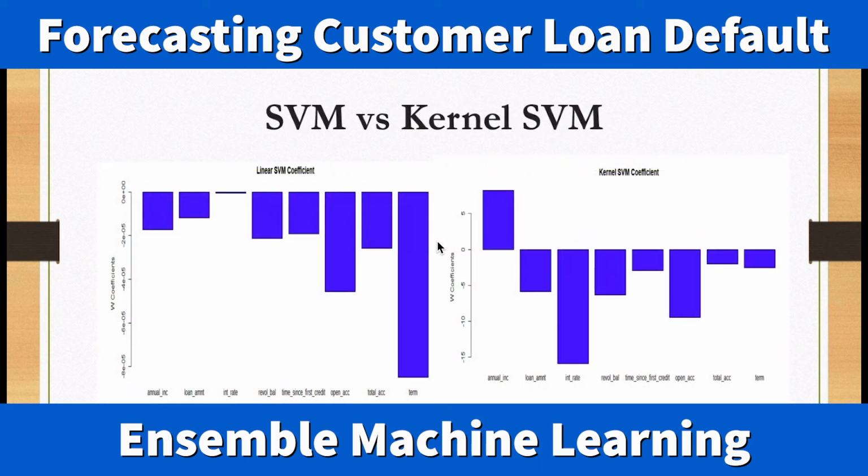Now we're going to talk about the SVMs, the linear SVM and the kernel SVM. The linear SVM has coefficients that are very, very close to 0. What it means is that the linear SVM was not able to linearly separate the data, so it couldn't put any factor in. When we look at the kernel SVM coefficients, we can see that we have a very high annual income value, which means that the higher the annual income, the lower the customer default. On the contrary, the higher the loan amount, the more likely the customer will default. So annual income was positively correlated with non-default. Why?